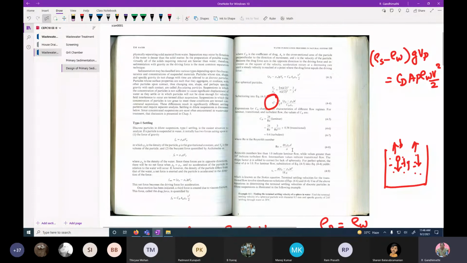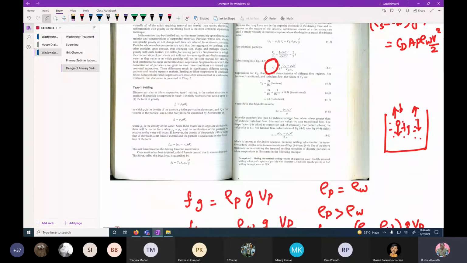Re is the Reynolds number. You can use the formula Re = ρ_w · Vs · D / μ for the calculation of the Reynolds number. After substituting the Reynolds number in the CD value, finally the terminal settling equation is Vt = g(ρ_p − ρ_w)D² / 18μ. Please remember this equation. This is the equation we generally use to calculate the terminal settling velocity of discrete particles. Is it clear?